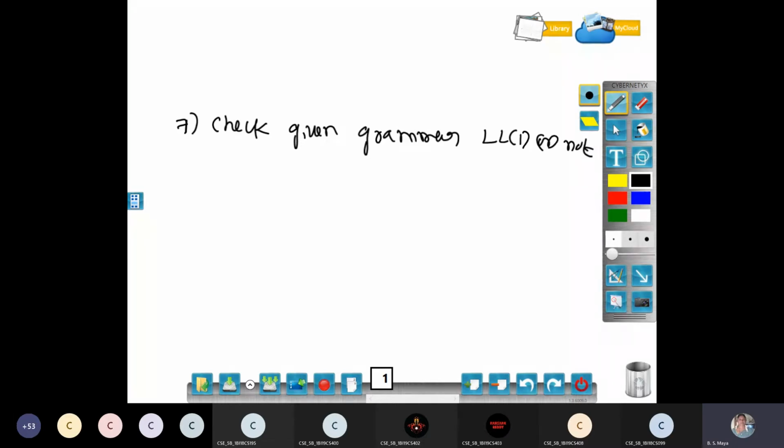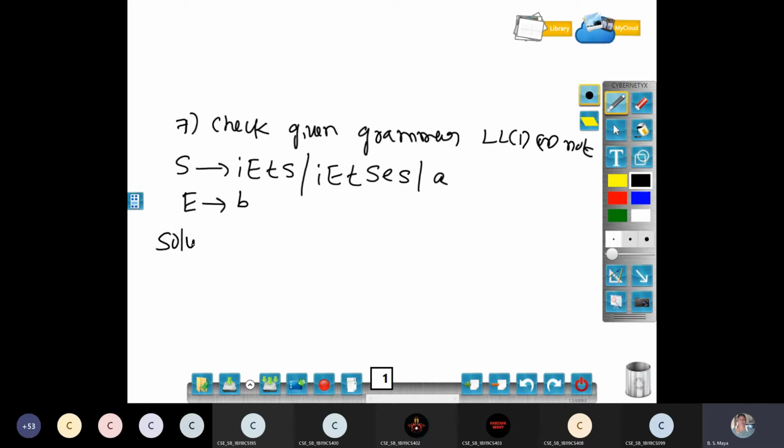The grammar derives S derives iEtS or S derives a, and E derives b. So you have to follow the steps. You have to check whether the given grammar has left recursion or not. Then say no left recursion.